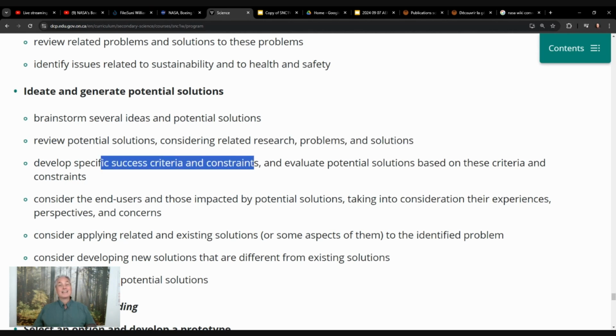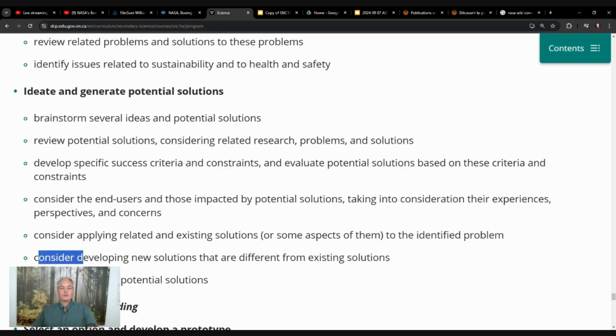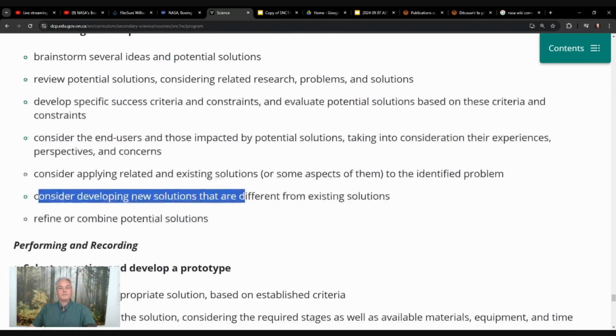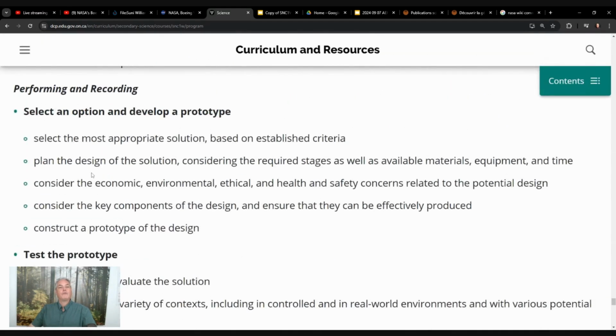What are the success criteria, or what are we trying to solve, and what is the outcome we want? But are there any constraints, like with respect to space, with respect to time, with respect to resources and money? All kinds of things to keep in mind. And then when it's done, we need to develop a new solution possibly, or take all the different solutions you have and then come up with what you think will be your best options. From there, you will be able to go to performing and recording.